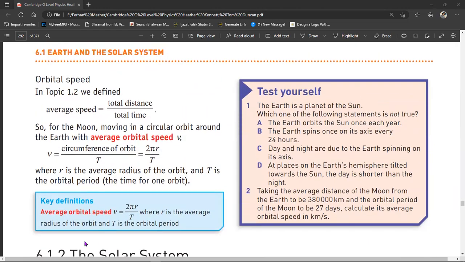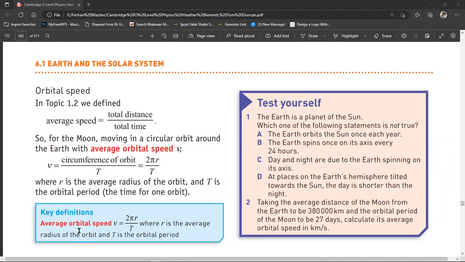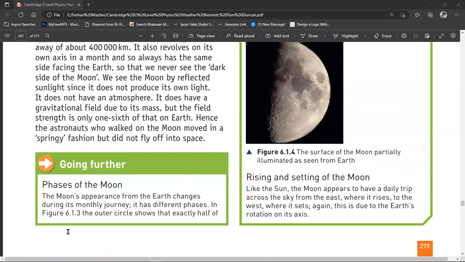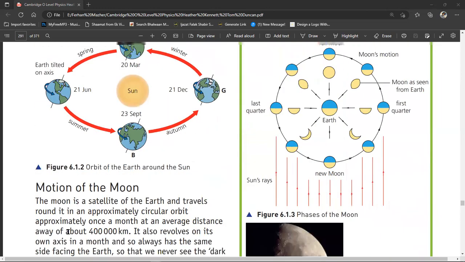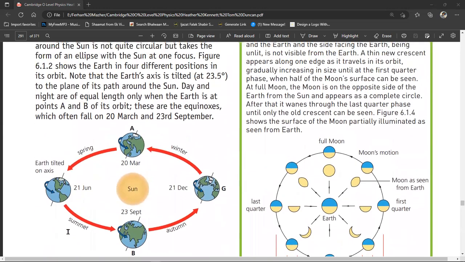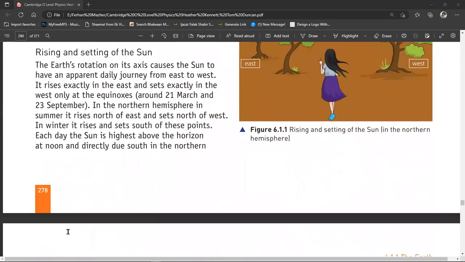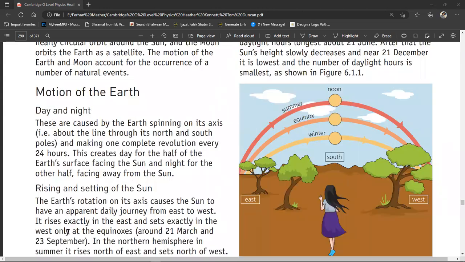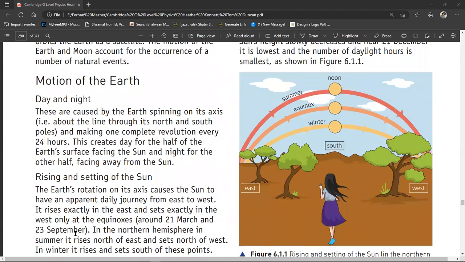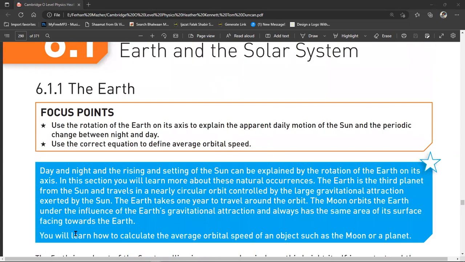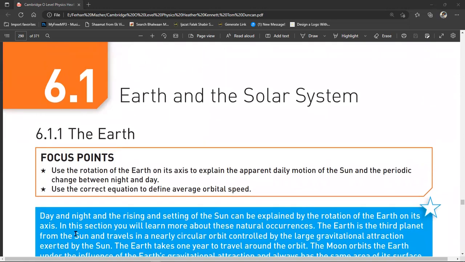So, my dear students, this lecture is over. We have talked about the orbital speed, we have talked about the phases of the moon, and we have seen the tilt of the axis of the Earth and why we have day and night. And we have also learned how the sun appears at different heights during different seasons. So that was all about the Earth and its rotation and the orbital speed.